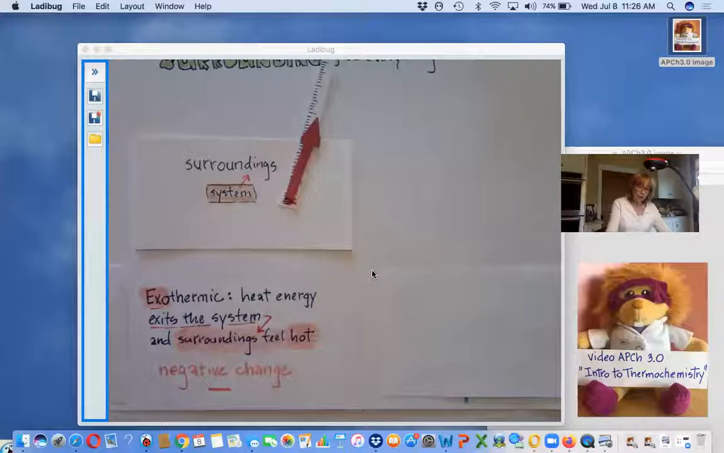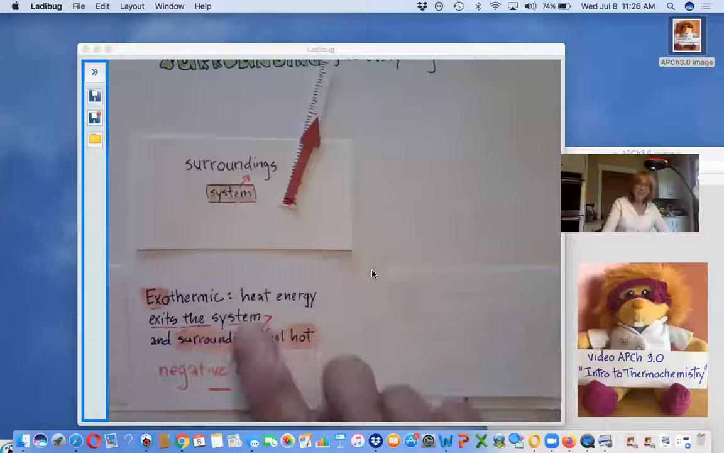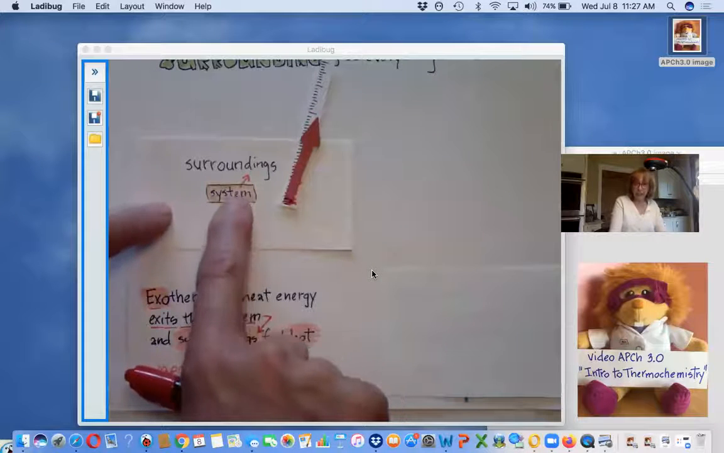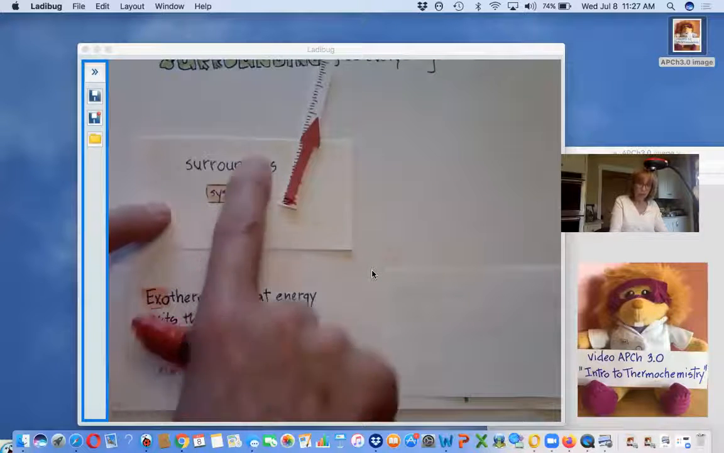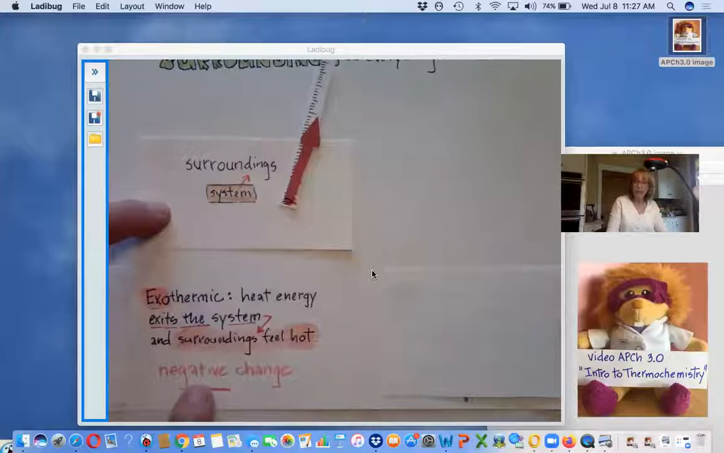Now the surroundings is feeling hot, but it's the system that is experiencing a negative change in heat energy. Okay, think about that for a minute. Heat energy is leaving the system to go to the surroundings. The system is experiencing a negative change in its heat energy, and the surroundings feel hot.